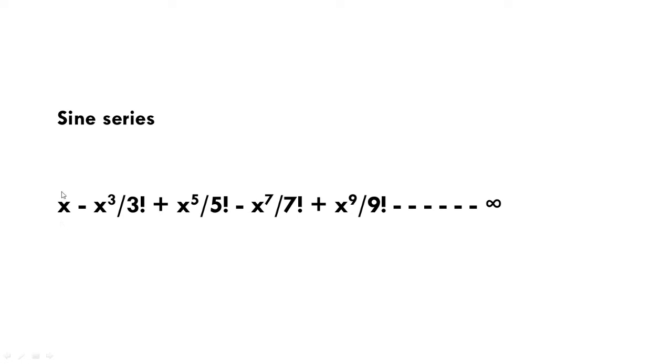Also observe, these individual entities are called terms. x is one term, x raised to 3 divided by 3 factorial is another term, x raised to 5 divided by 5 factorial is another term, and so on. Another observation is the signs. The sign between subsequent terms is alternating, fluctuating from minus to plus, plus to minus, minus to plus, and again minus. This is the behavior of the sine series.